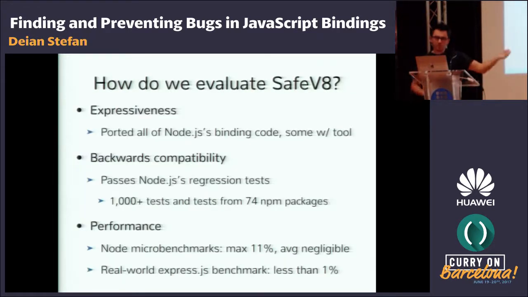Okay, so we've implemented this, and how do we actually evaluate it? Well, we had basically three things in mind. One is, can we still implement everything that V8 implements? To test this, we ported all of Node to our safe binding API, and we managed to do that with partially having a tool rewrite the code for us. So we've rewritten all of Node's binding layer with this API, and we ran their tests to check for compatibility, right? We don't want to change the semantics except for, say, crash safety and things like that.